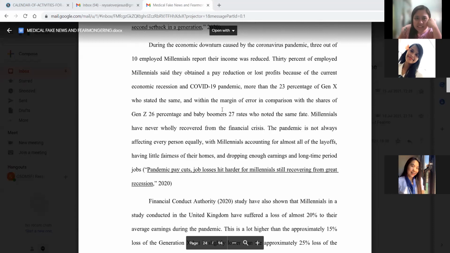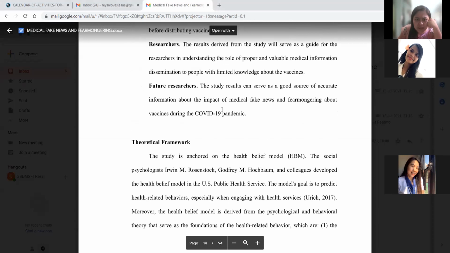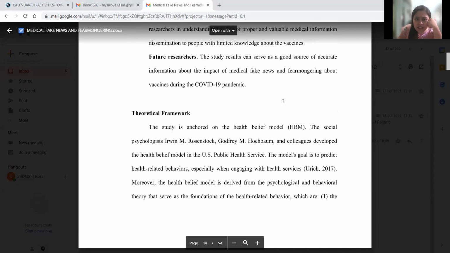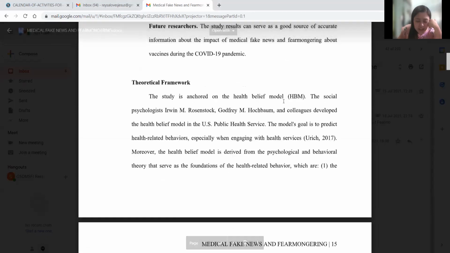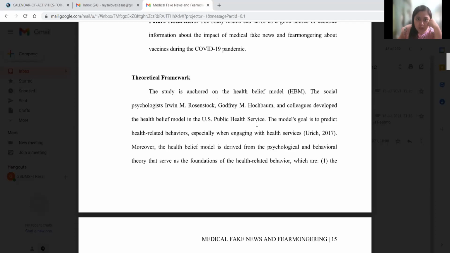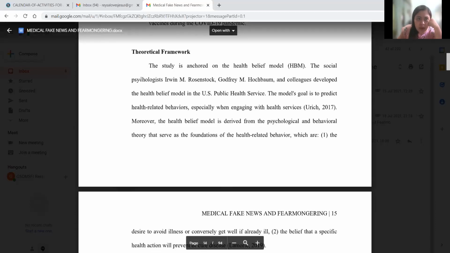Oh, this one. Okay, what theory did they use? The title of this study is Medical Fake News and Fear-Mongering During COVID-19 Pandemic, the Influence on Vaccine Confidence Among Millennials in General Santos City. So what theory did they use to anchor this study? The study is anchored on the health belief model.